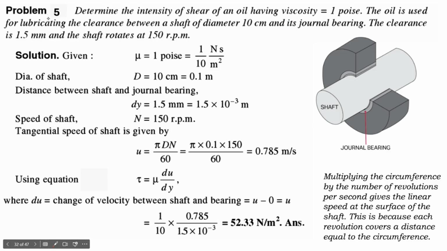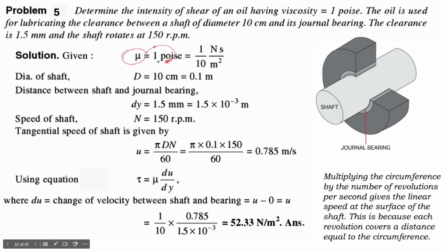Now let's solve problem number 5. The statement says to determine the intensity of shear. So you need to figure out the value of the shear stress, which is tau, right? And of an oil. Oil is also a fluid, having viscosity as 1 poise, right? So you write the given data as mu.